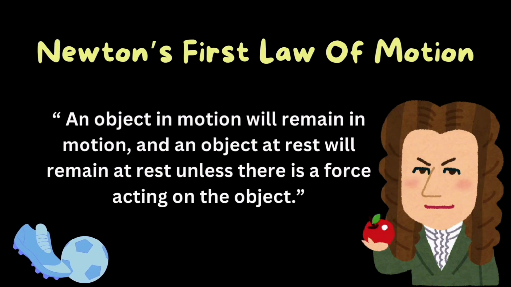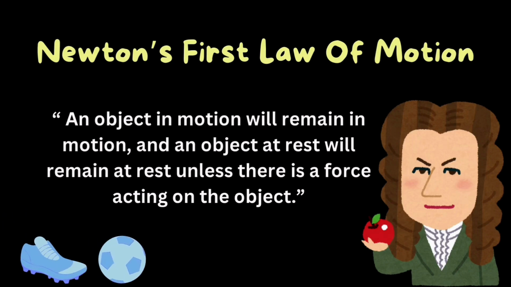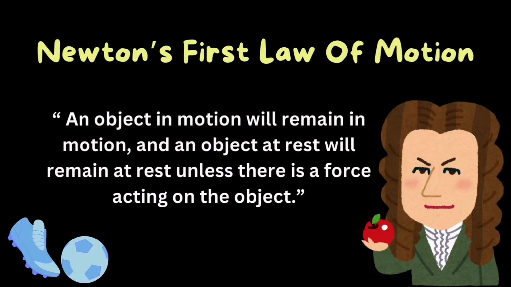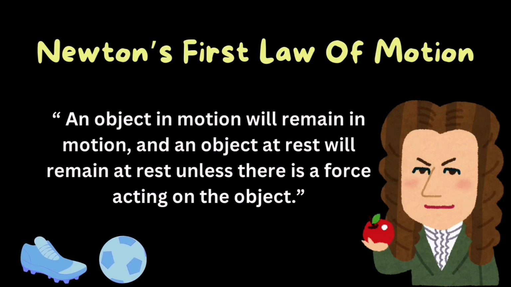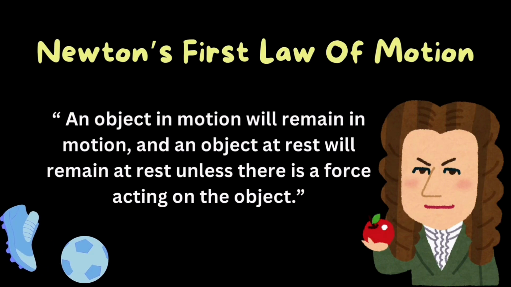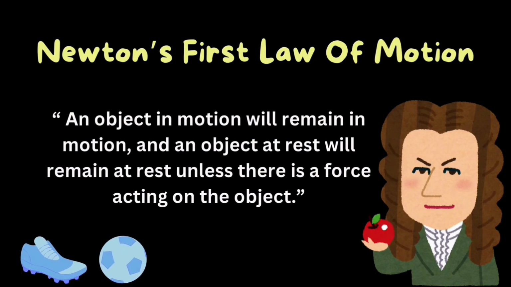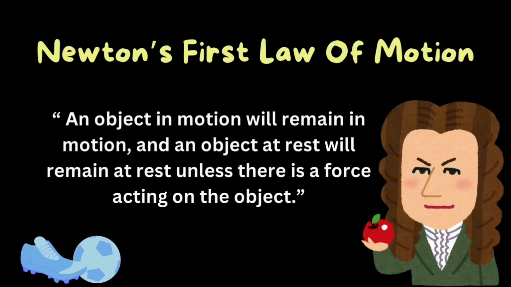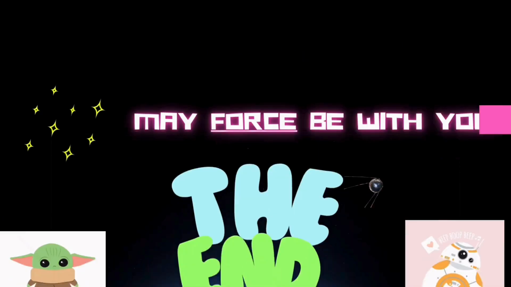Let me tell you an example to explain this. Imagine a soccer ball is lying on an open field. It will remain sitting there unless an outside force acts on the object, like someone kicking the ball. Once the ball is in motion, it will remain in motion unless an outside force acts on it. Like the friction force between the ball and the grass will eventually stop the ball.